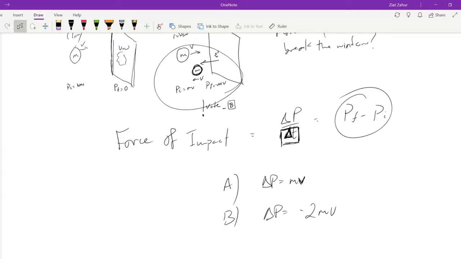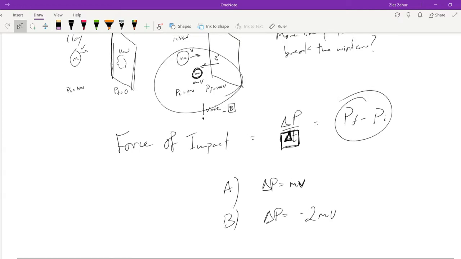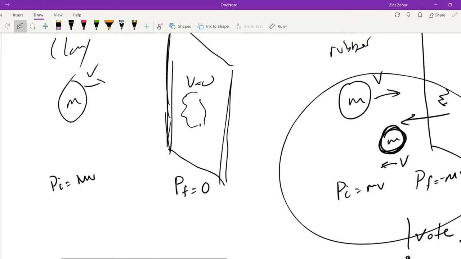But let's take a look at a more realistic approach. So when something is crashing in, especially for things like this collision with a clay ball, okay, it's going to take time for the object itself to morph and change shape.